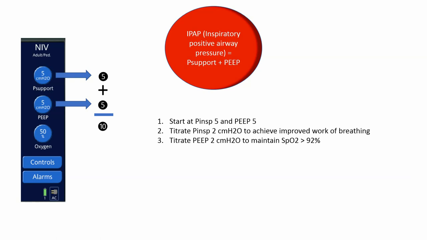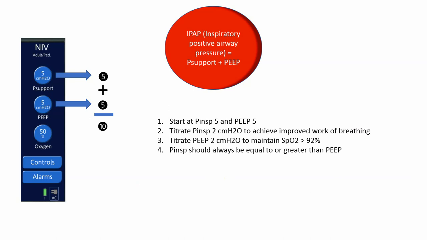So if you were uncomfortable with the BiPAP settings, you could just put them on CPAP. But most patients, if you start them off on BiPAP with a total of 10 inspiratory, or 5 pressure support and 5 of PEEP, then that's a good place to start. And then you would follow this little algorithm that's going to be in your protocols right here.